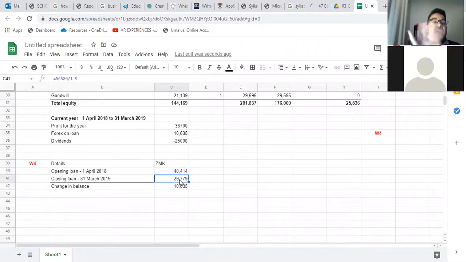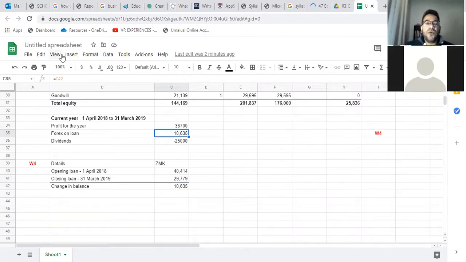So from ZMK's perspective, they owe us less money. So therefore, to them, the Forex was a gain. If they owed us more money, the Forex would have been a loss from their perspective. So therefore, in their books, they made a gain, or they should have made a gain of 10 million, so that would increase their profit figure. So just take note of that.